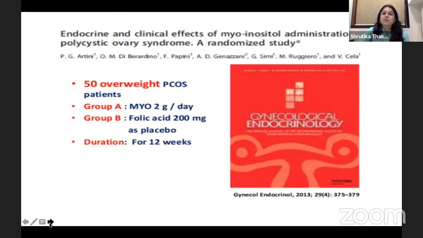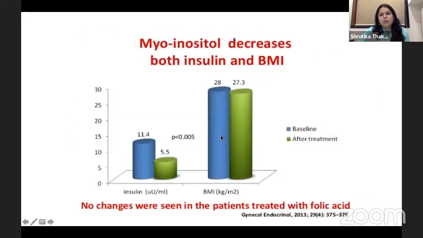So his recommendation was to give around 3 grams per day. In India, we usually say that you give 2 grams twice a day, probably because there is a change in the physiology of Indians as compared to Caucasians. But roughly, giving myo-inositol decreases the requirement of insulin, and it reduces BMI.